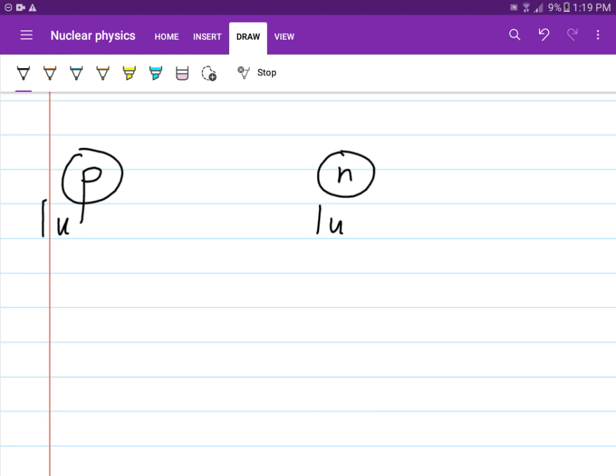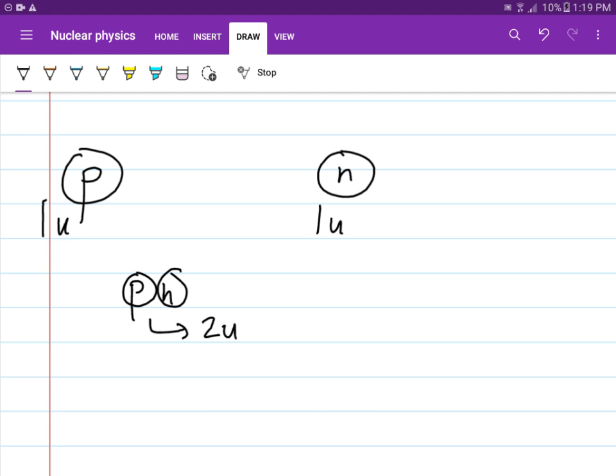So if you combine them inside the nucleus, for example, you bring them together and make them into one nucleus, one proton and one neutron, you would expect that in the nucleus their mass should be 1 u plus 1 u, so 2 atomic mass units.